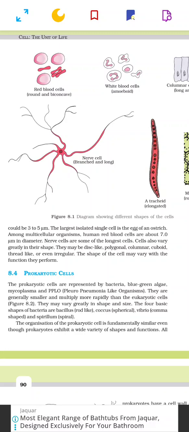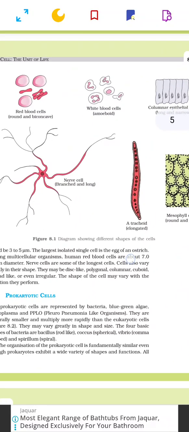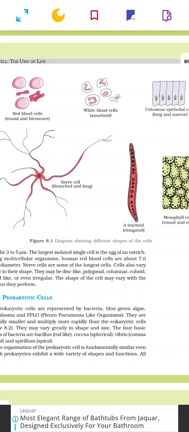Cells also vary greatly in their shape. They may be disc-shaped, polygonal, columnar, cuboidal, thread-like, or even irregular. The shape of the cell may vary with the function they perform. In figure 8.1, the diagram showing different types of cells. First of all, RBCs, whose diameter is around 7 micrometer, which are round and biconcave in shape. White blood cells, which help in providing immunity to the body.